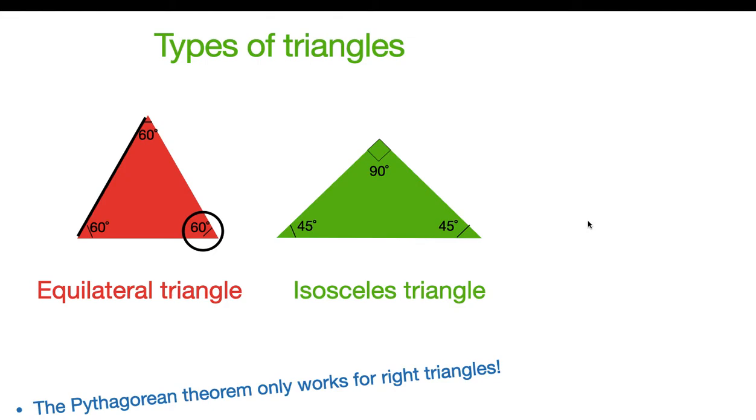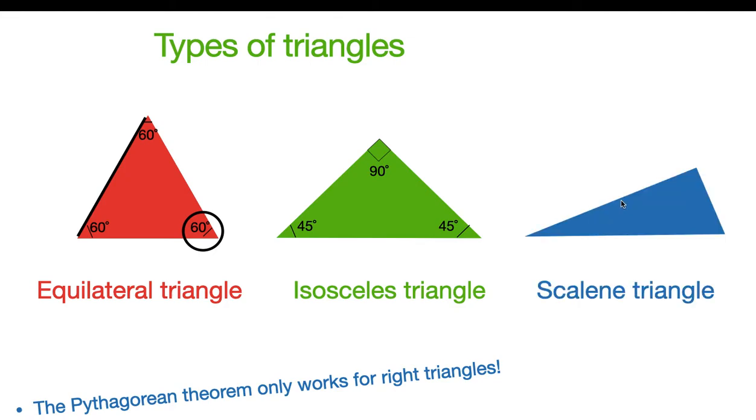The last triangle is scalene triangles. Now, scalene triangles have all three sides with different lengths. So equilateral triangles had all three sides at the same length. In scalene triangles, they're all different lengths. So those are the three triangles.